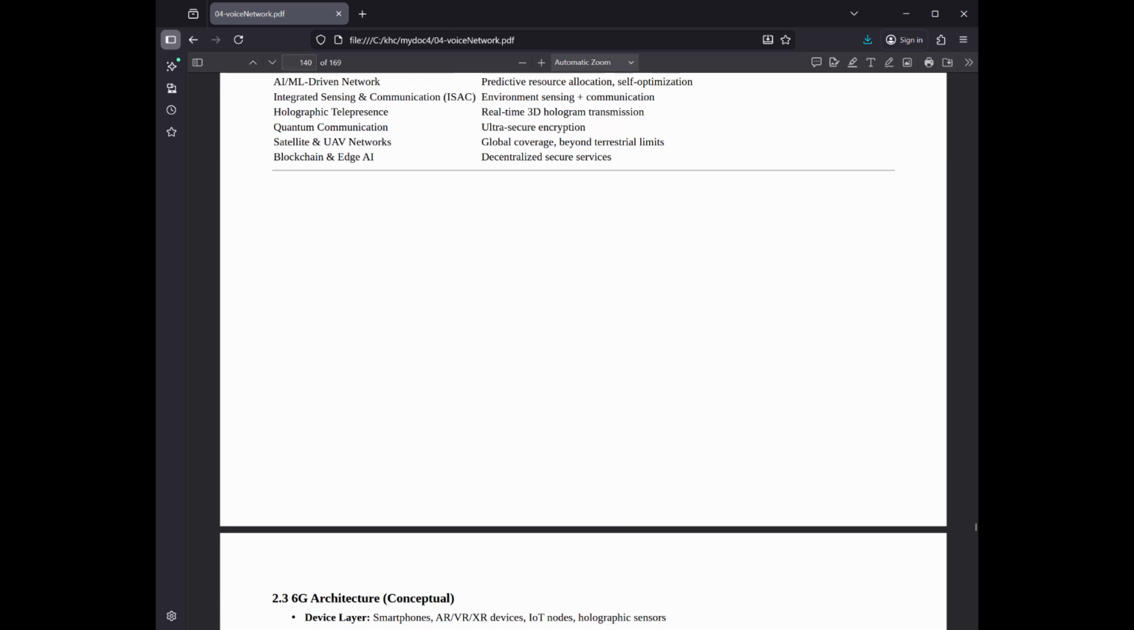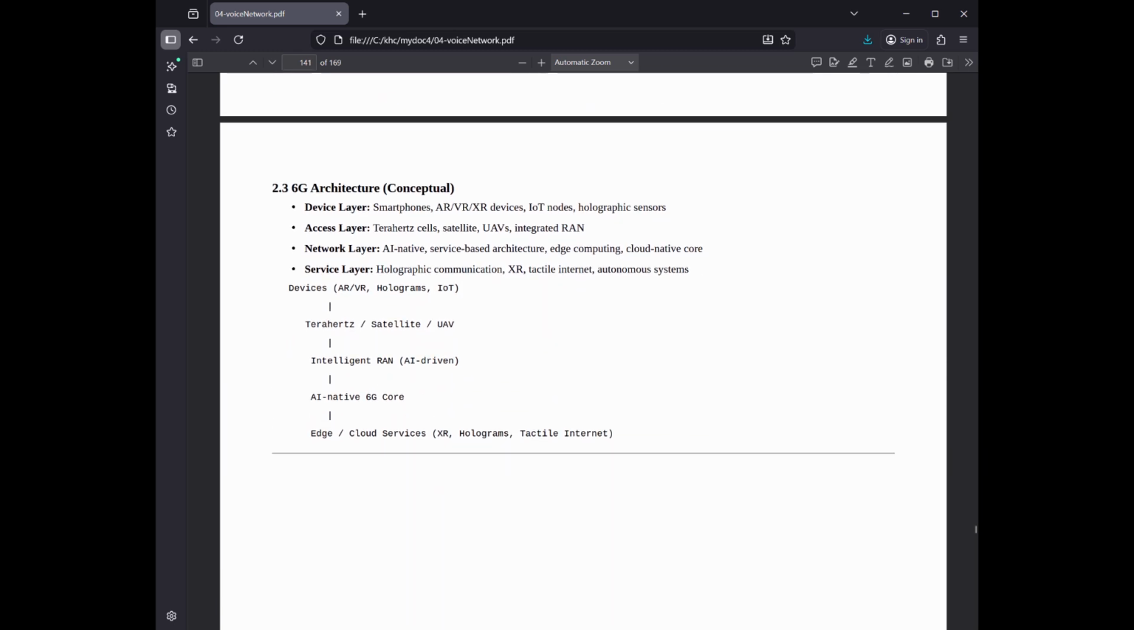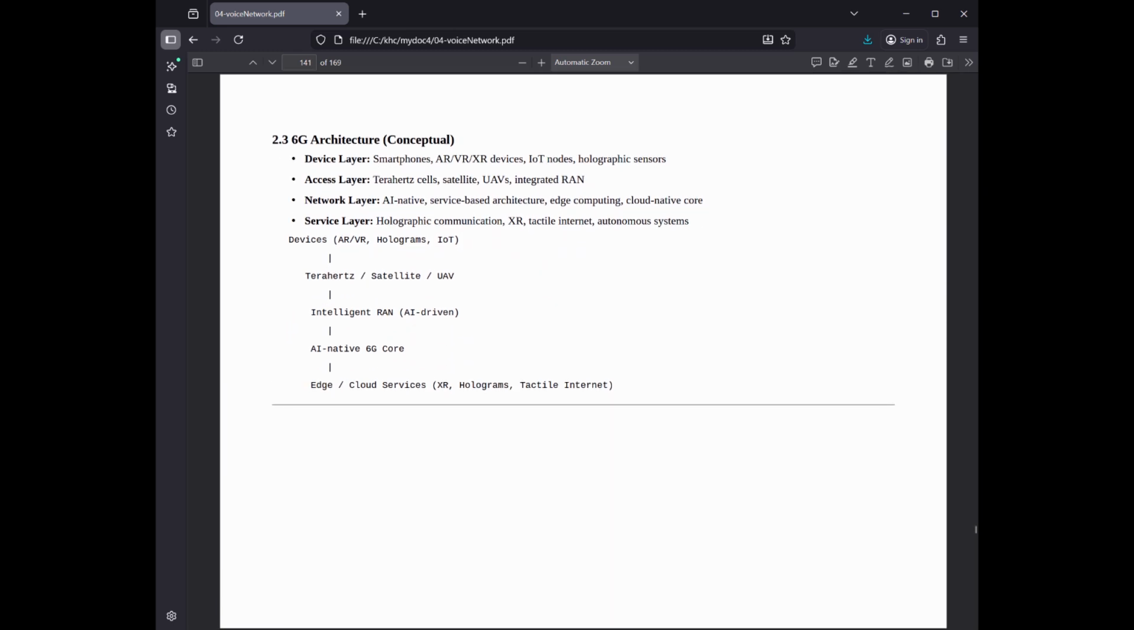6G architecture, conceptual. Device layer: smartphones, AR/VR/XR devices, IoT nodes, holographic sensors. Access layer: terahertz cells, satellite, UAVs, integrated RAN. Network layer: AI-native, service-based architecture, edge computing, cloud-native core. Service layer: holographic communication, XR, tactile internet, autonomous systems. Devices: AR/VR, holograms, IoT. Terahertz/satellite/UAV, intelligent RAN, AI-driven, AI-native 6G core, edge/cloud services, XR, holograms, tactile internet.